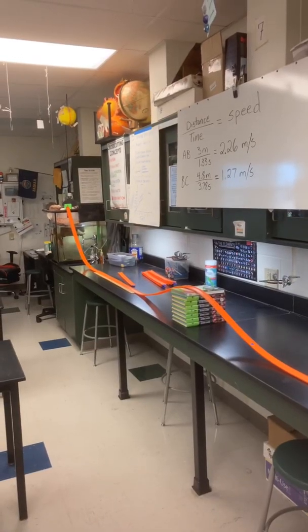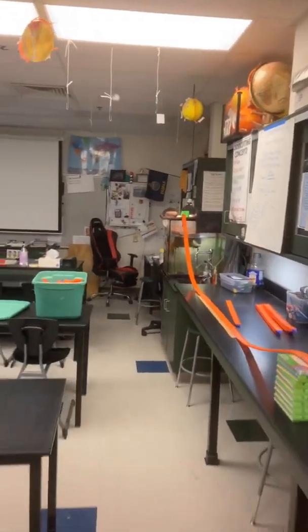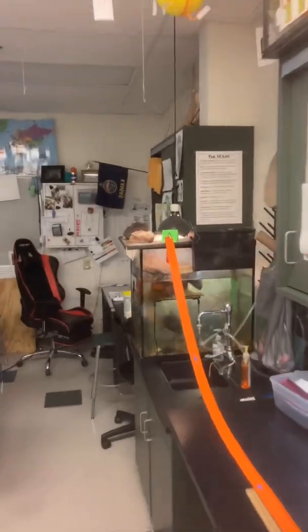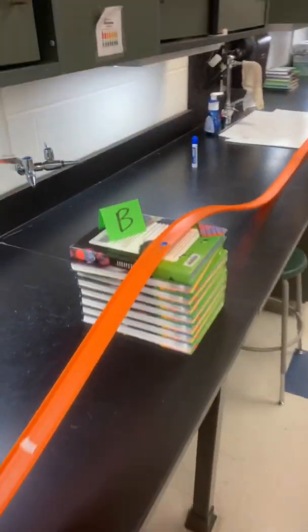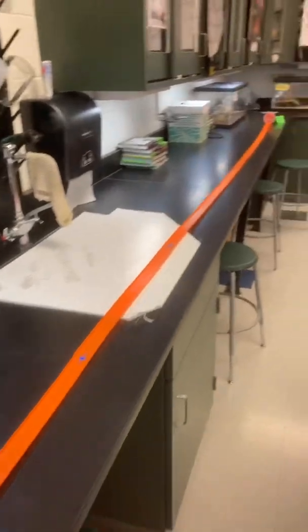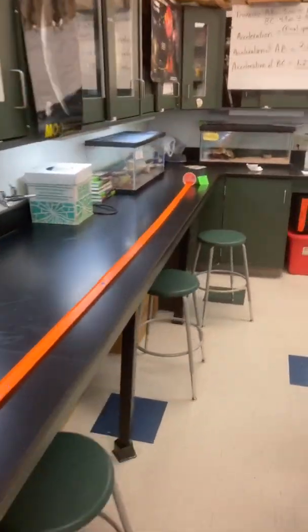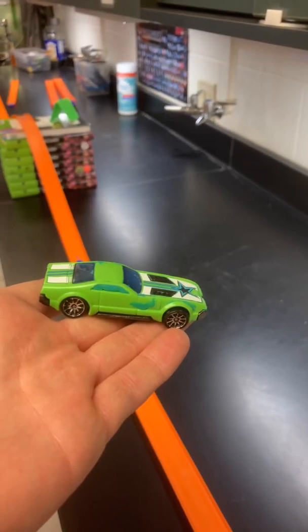Here's a simple track setup. You can see it starts at point A at the top of a hill over by the turtle tank. The car goes down the hill, up a hill that's not nearly as tall, and then the remainder of the track is quite a bit longer and it ends at point C, a cup. Let's watch a Hot Wheels car in action.